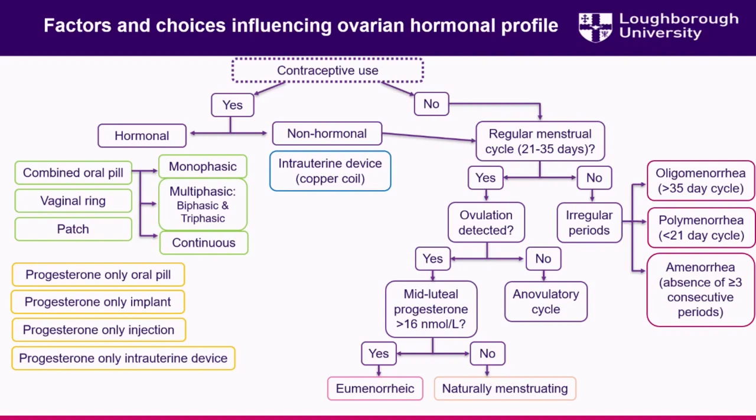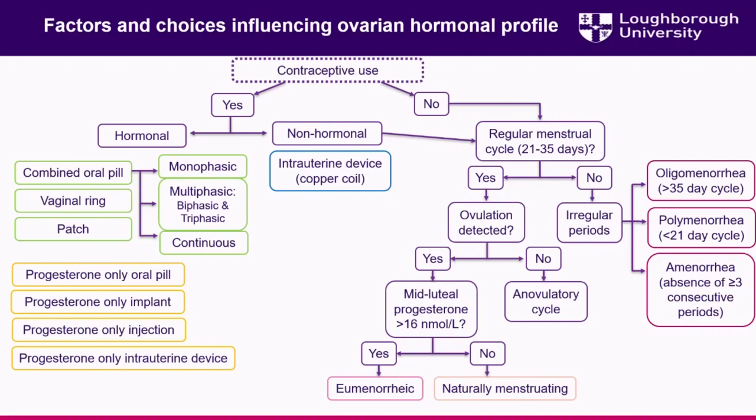If our participants are not contraceptive users, then we take the answer no in this direction. The next question is then, do they have a regular menstrual cycle? So if they're not a hormonal contraceptive user, we assume they have a regular menstrual cycle. But what does that actually look like in practice? So we consider a healthy regular menstrual cycle to be one that is 21 to 35 days in duration, but that may or may not be the case for all of our women.